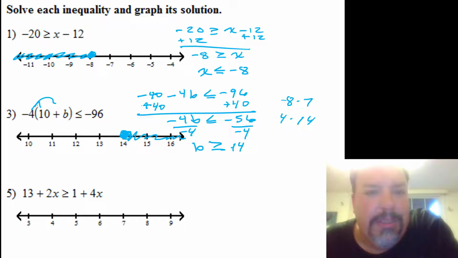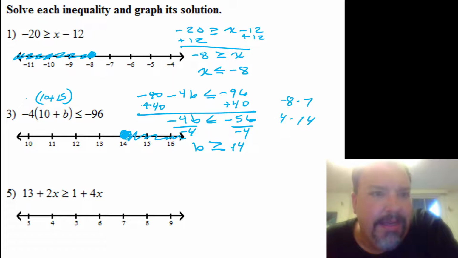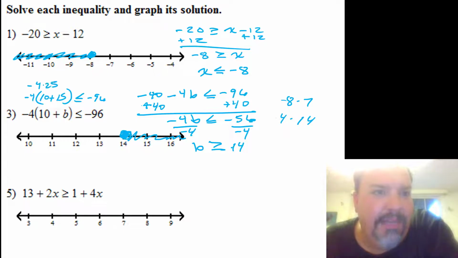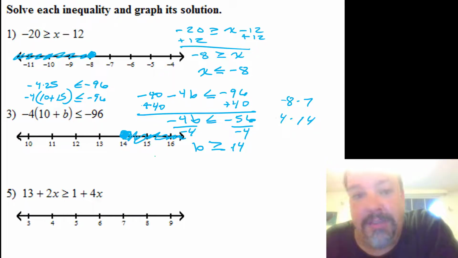And if we wanted to, we can check our answer as well. So let's say, okay, 15, does that work? If I put it back into here, 10 plus 15, multiply that by negative 4. Is that going to be less than negative 96? Well, over here, we're going to have negative 4 times 25, and that's going to be a negative 100, and that's definitely smaller than negative 96. So we know that we've graphed it correctly and solved it correctly.